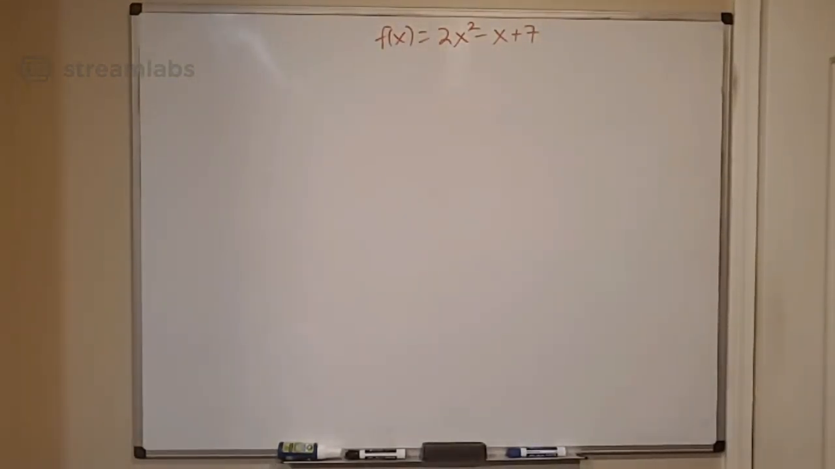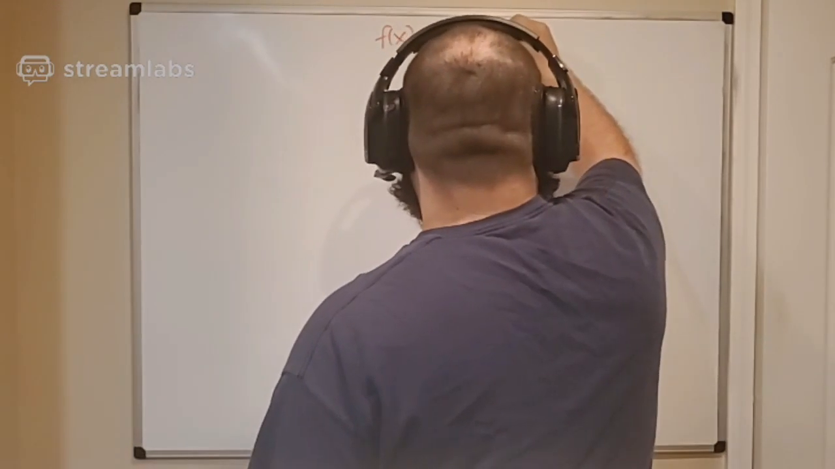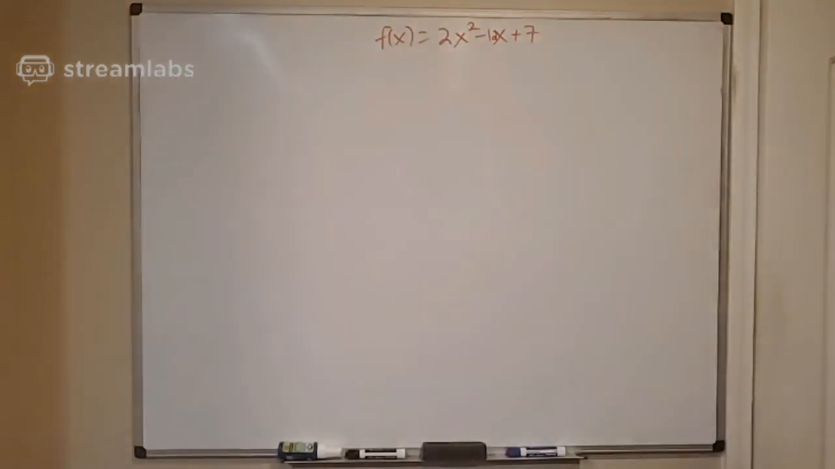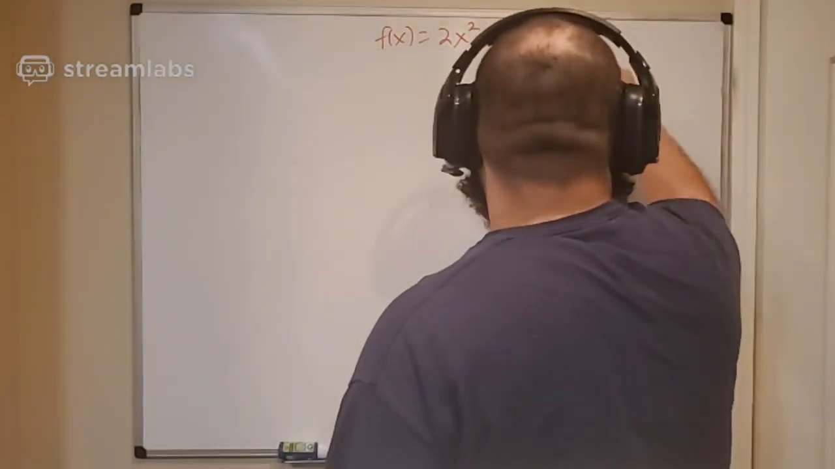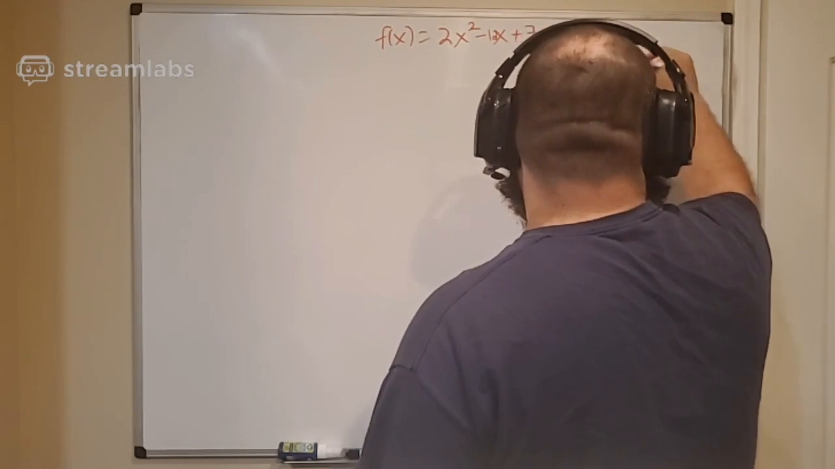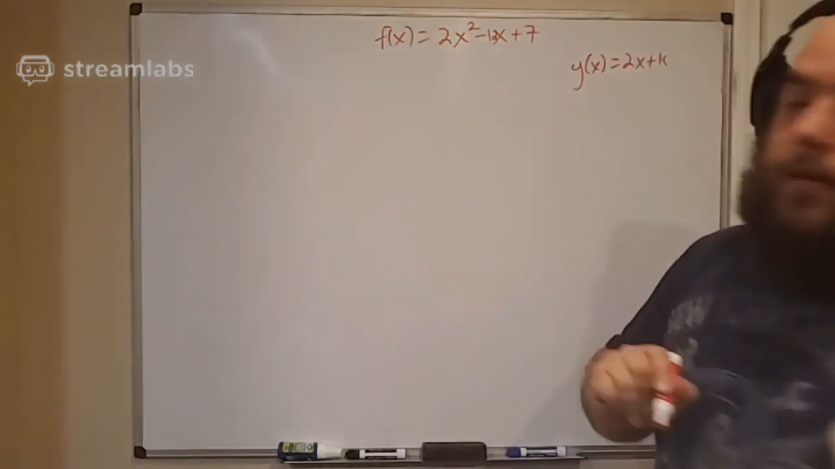12x plus 7. Just kidding. And then g of x is 2x plus k. And we're doing g of f of x. So they made it easy for you.